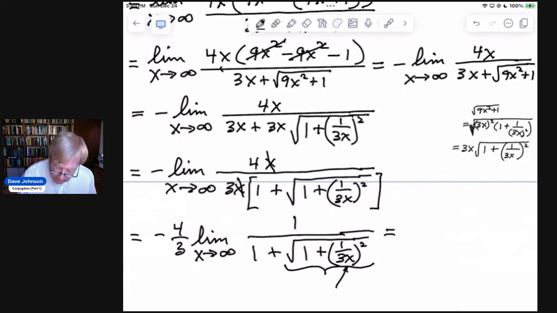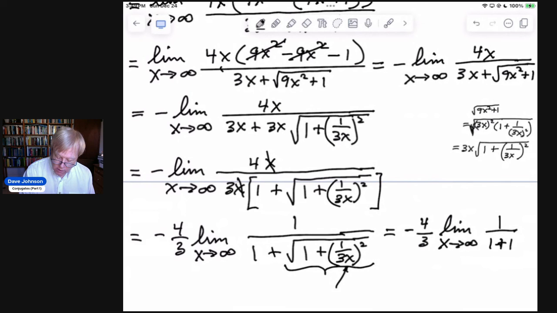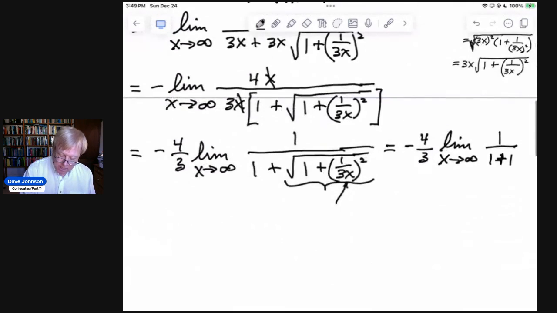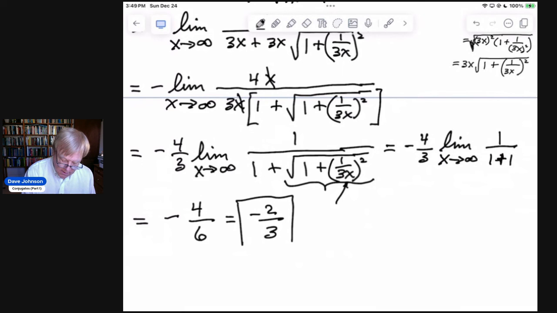So we get minus 4/3 times the limit as x goes to infinity of 1 over 1 plus 1, but that's just 1/2. And so we get our final result, negative 4 over 3 times 2, which is 6, or negative 2/3. And that's the answer.